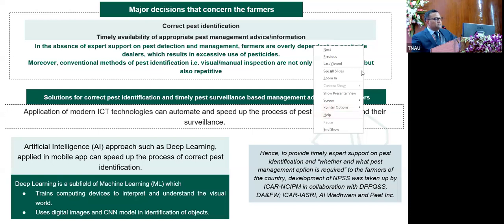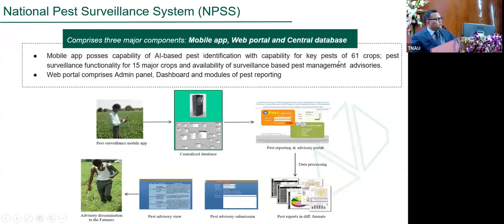Now how does the system help you? The National Pest Surveillance System has three components. One component is, of course, in terms of the services it provides. One is the mobile app, one is the web portal, and one is the central database which is in the server.